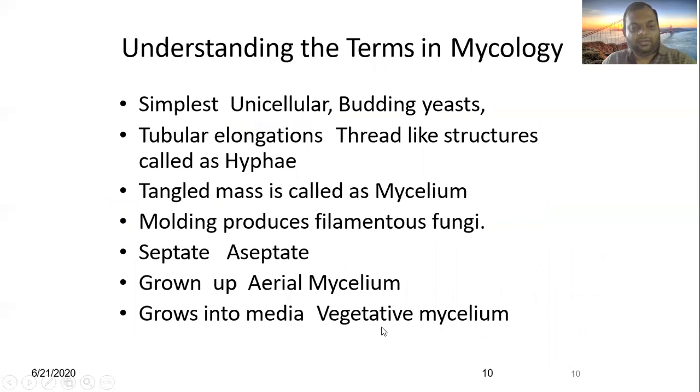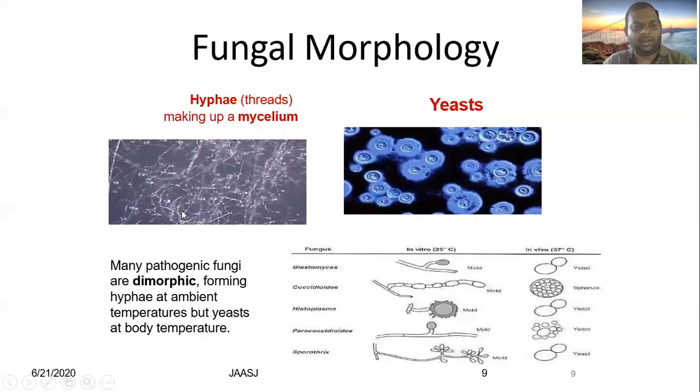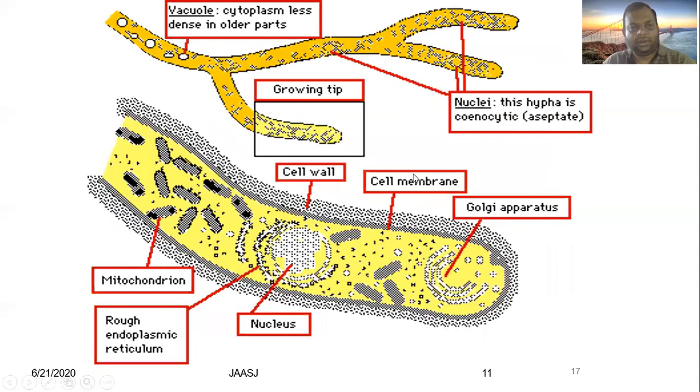Aerial mycelium, vegetative mycelium. If they grow in the culture media, it's termed vegetative mycelium. The aerial mycelium is seen at ambient temperature. It's rarely seen in clinical settings. You can learn further about the tip elongation. You can see the nucleus, mitochondria, endoplasmic reticulum, Golgi apparatus, because they are eukaryotes.